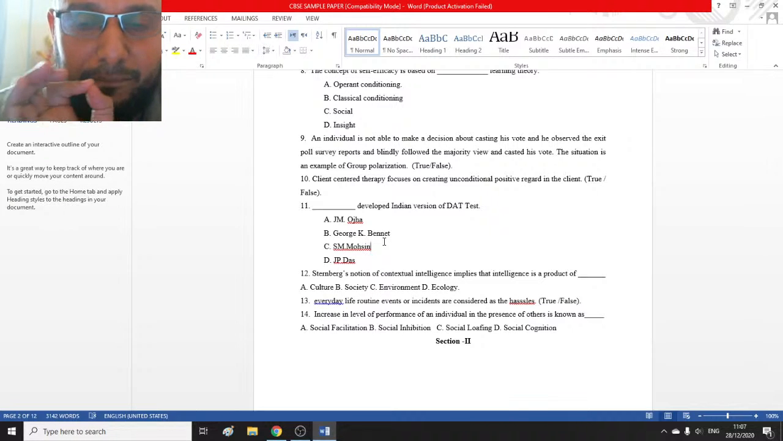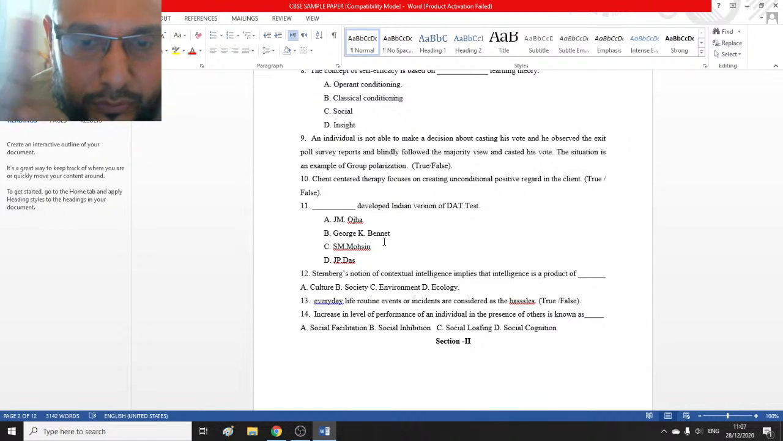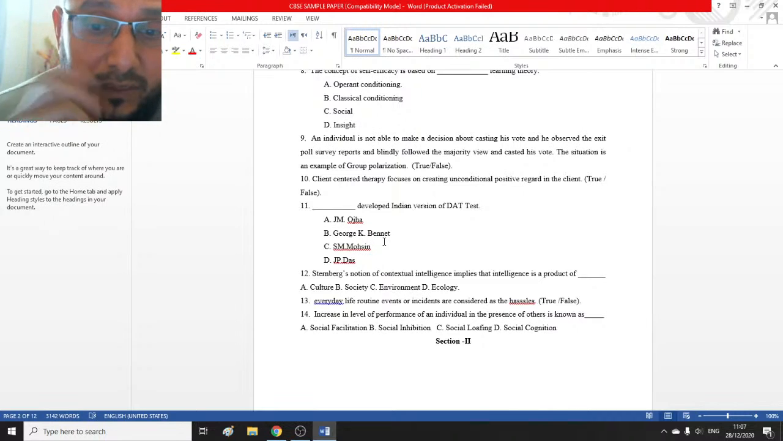But George K. Bennett's name is not at all mentioned in our class 12 syllabus. And it is the Indian version only. For the Indian version, the credit will go to J.M. Ojha. Actually, in the world, the DAT was developed by George K. Bennett. S.M. Hossain and J.P. Das, both are irrelevant to the concept of aptitude.